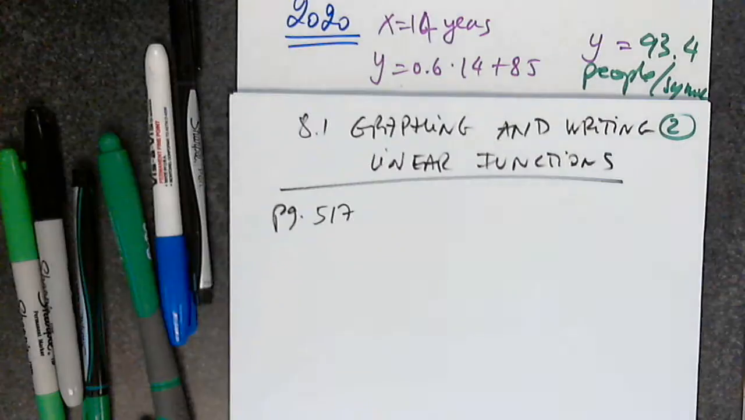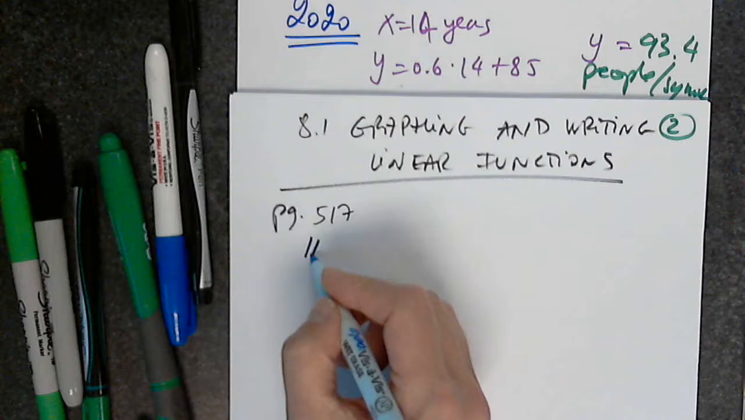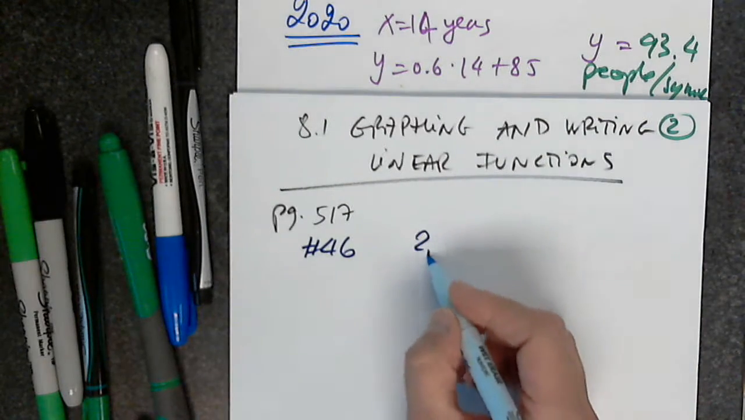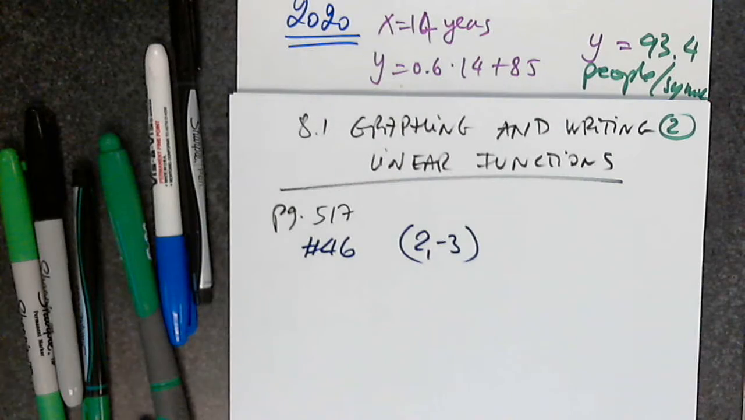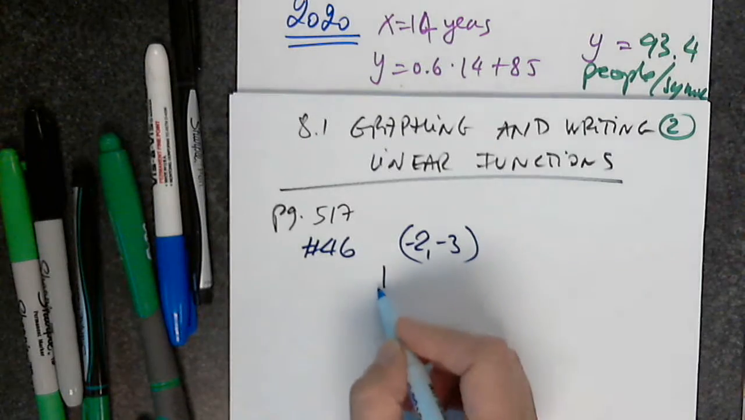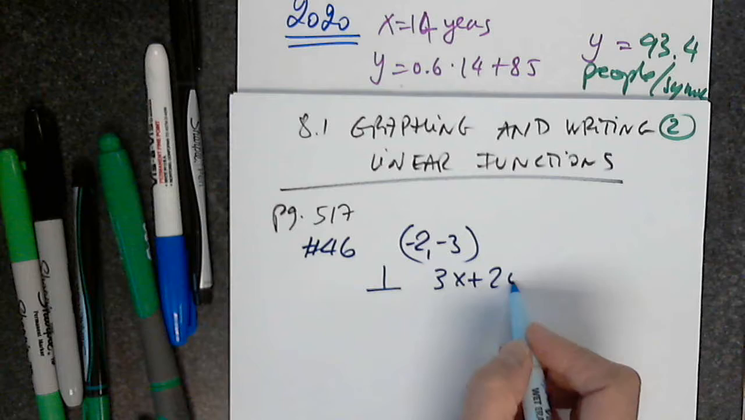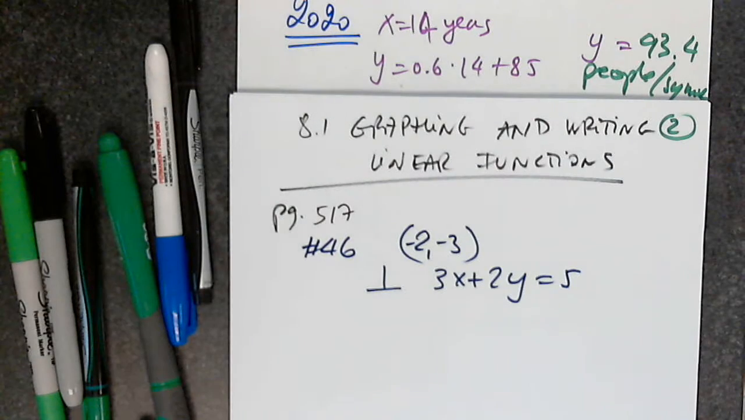I'd like to start with problem 46. We are asked to find an equation of a line passing through a point which is negative 2, negative 3, and also is perpendicular to a line whose equation is 3x plus 2y equals 5.